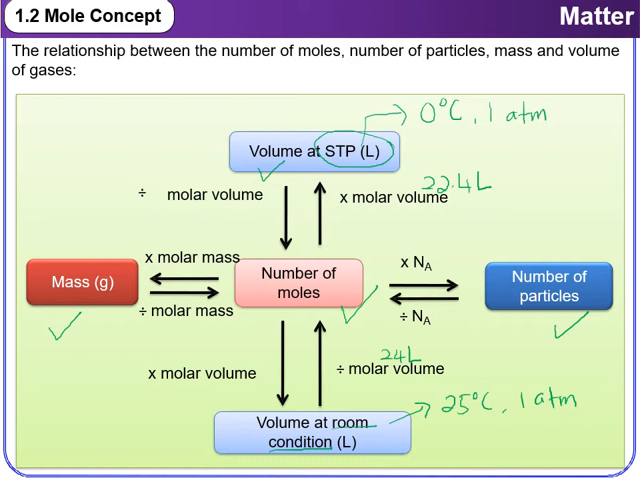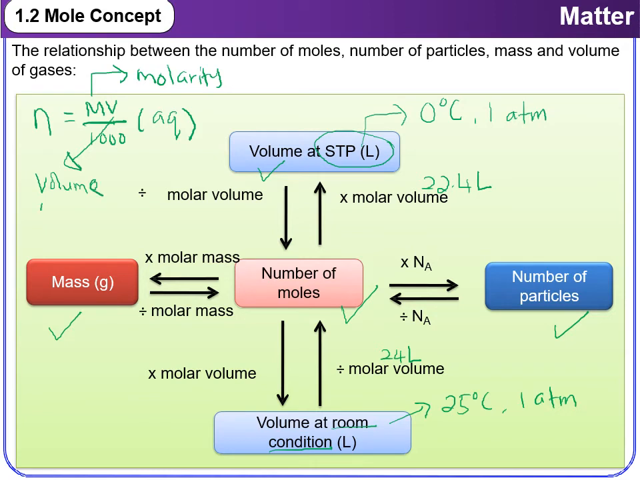Okay, another formula that you can remember to determine the number of mole is MV over 1000. This formula normally can help you to determine the number of mole for an aqueous solution, where M refers to molarity, while V here refers to volume, which is in unit of centimeter cube or milliliter.